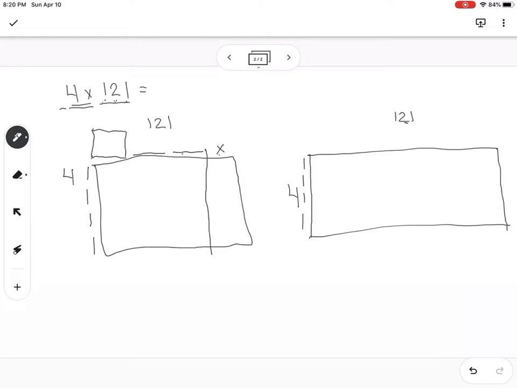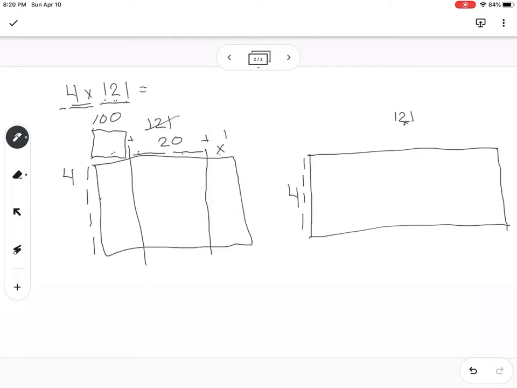But I want to break it again because I have 100s and 10s too. So I'm going to break it right there, even though that 100s box should be bigger. That's okay. So now I don't have 121 anymore. Now I have 100 here, plus 20 here in the middle, plus 1 here at the end.